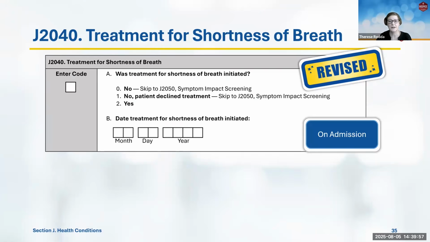Part A asks if any treatment was initiated. You would code 0, no, if a treatment was not initiated or offered, or there is no documentation that a treatment for shortness of breath was initiated or offered. If a patient declined a treatment that was offered, you would code 1, no, patient declined treatment. And you would code 2, yes, if treatment for shortness of breath was initiated and or there is documentation that a treatment was initiated. And like many of the other HOPE items, Part B asks for the date that the treatment was initiated.